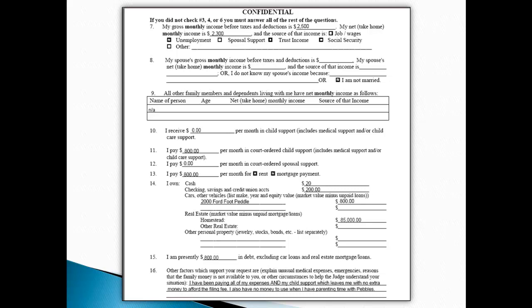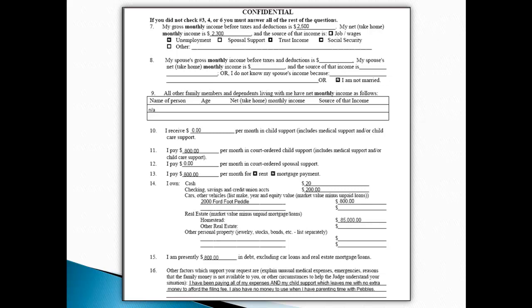List all of the family members and dependents living with you on question 9. List their name, age, net monthly income, and source of that income. If you do not live with any other family members or have no dependents, then write N/A, which means not applicable, in the space provided.